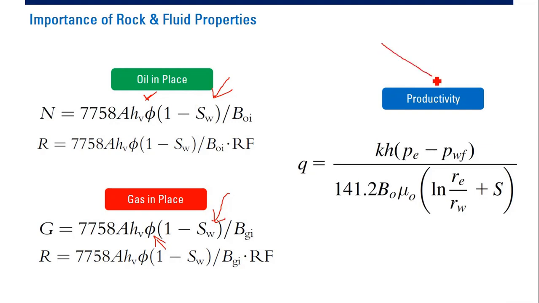For productivity or easiness for the fluid to flow, productivity, bagaimana sumur itu produktif, mampu mengalirkan fluid, it is determined or governed by permeability, another rock property. And also by the viscosity, the fluid property. And another fluid property is BO, PO, oil formation volume factor. We will talk about this later in another lecture.